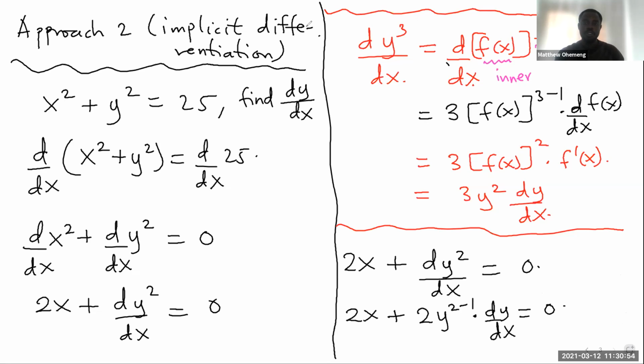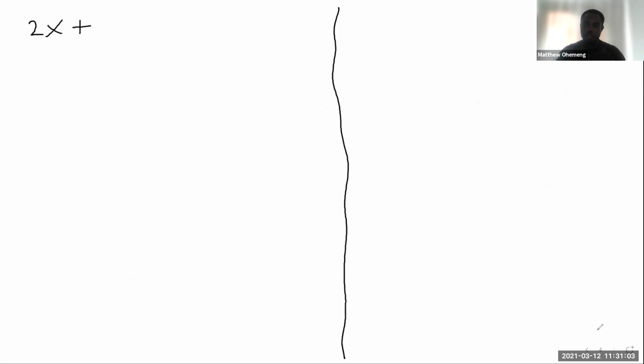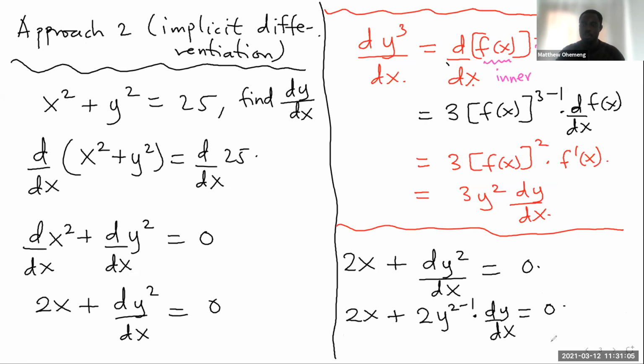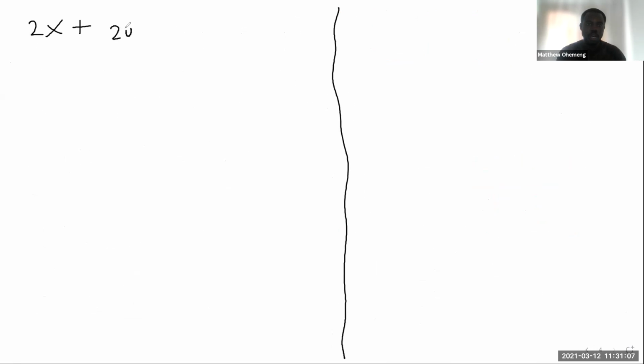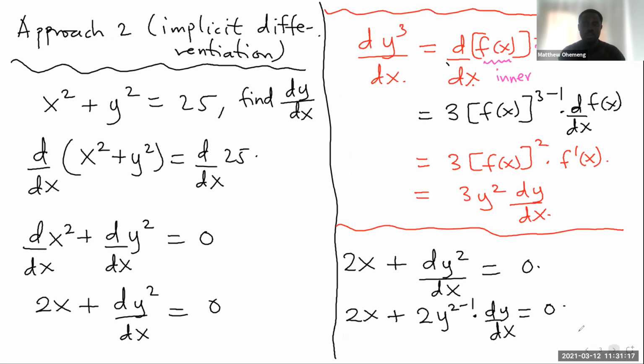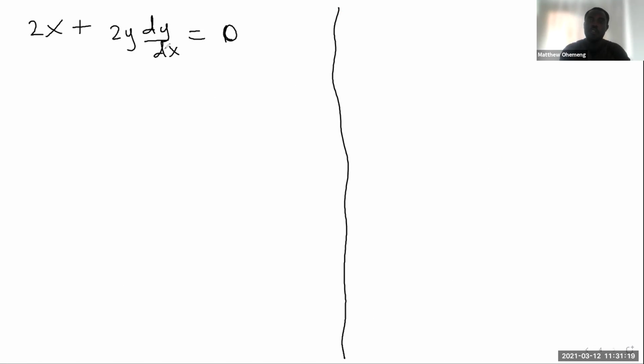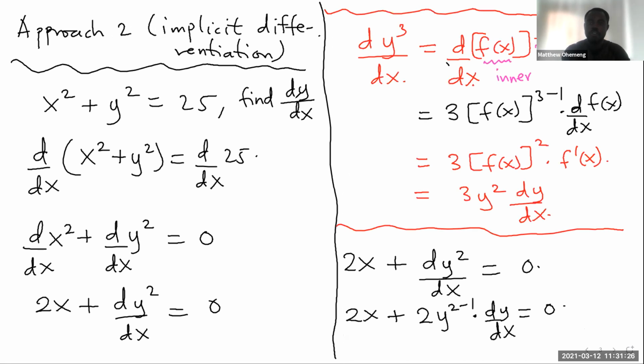Okay, anybody needs time here? Okay, so moving on, I have something like 2x plus what? For the 2y to the 2 minus 1, that's just going to be 2y and then dy dx. So plus 2y dy over dx and then equal to 1. Is that it? No, equal to 0, right? Equal to 0. Yeah, equal to 0. Now, when you get to this part, you solve for dy over dx so that you get what the question asked for, which is dy over dx.